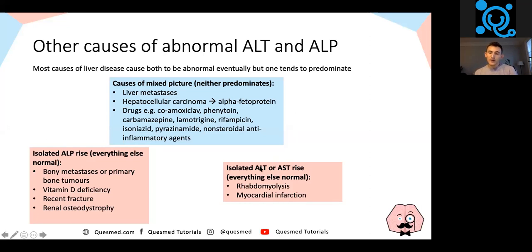And when our ALT or our AST are elevated by themselves with a normal ALP, normal bilirubin, normal liver basically, it's important to think about things like rhabdomyolysis, like we spoke about before, where you often tend to see a much higher AST than ALT, or a myocardial infarction. Because as we said, AST and ALT can be present in the myocardial cells.